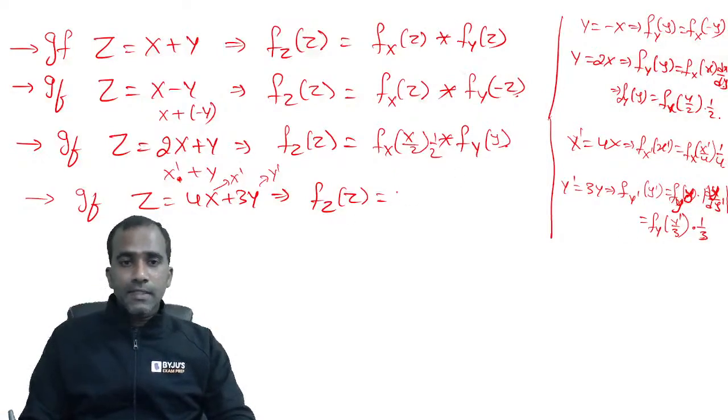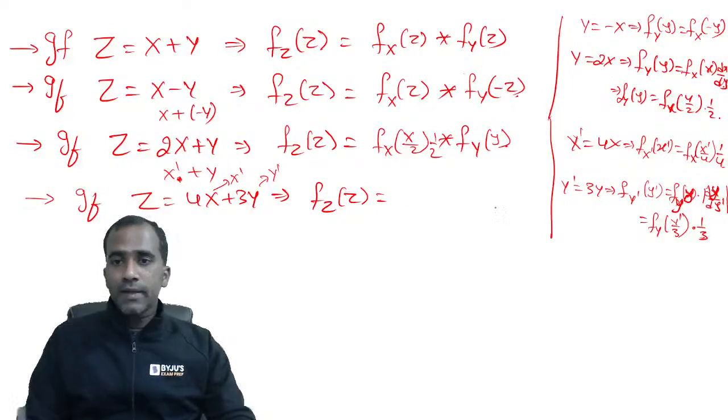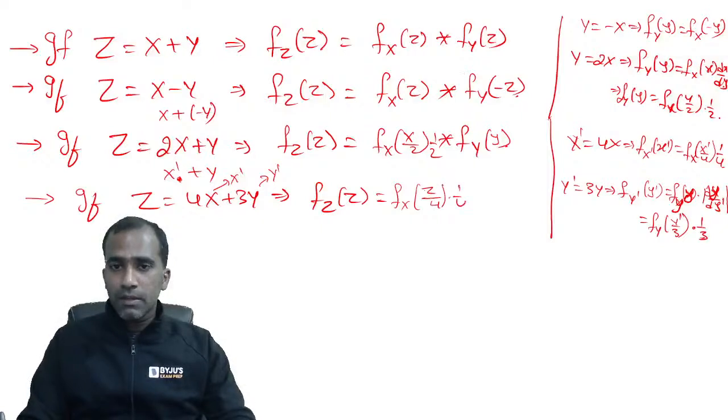Right, so f z of z is equal to, what is the PDF of 4x? We just now found it. PDF of 4x is fx of x dash by 4. We don't have a variable called x dash, we have only z. So let me write it as z by 4 into 1 by 4. And what is the PDF of 3y? We got it here. 3y PDF is like this. Since the final variable is z, I'm not going to write y dash, I'm going to write z here.